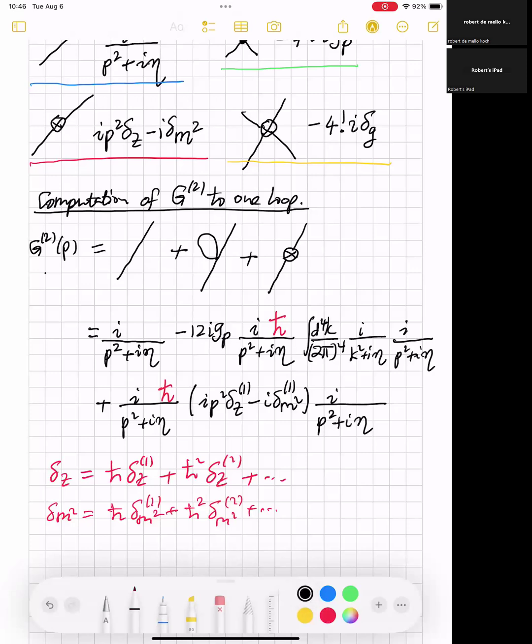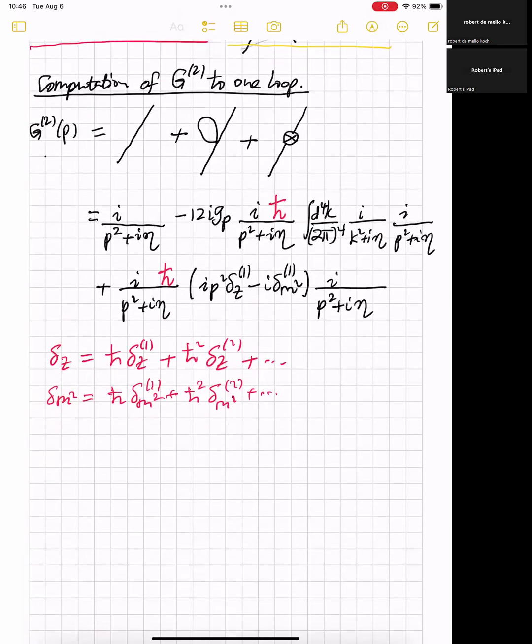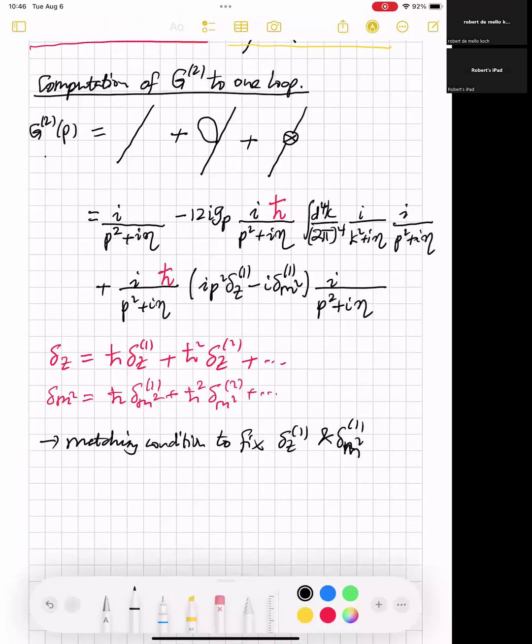You would fix these terms by applying the matching conditions at each loop order. The counter terms are always determined by the matching conditions. So here we are now going to use the matching conditions to fix delta z1 and delta m squared 1. Which matching condition are we using? Well, it's pretty obvious which one. Let's just remind ourselves which one it is.